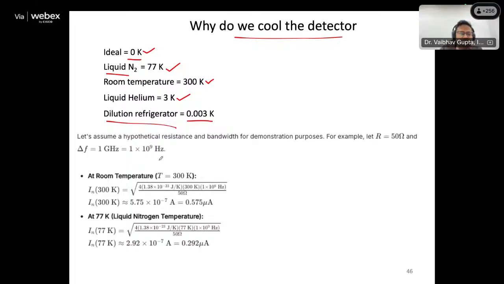So the thing is, at room temperature, how much noise is there? We can use the formula 4 kB T at a 50 ohm load, and you can find that there is roughly 0.57 microampere of current at room temperature. So that much noise is there. As soon as you cool down with liquid nitrogen and the temperature goes down, you will see a drastic change in the current, and you go from 0.5 to 0.2. So roughly you reduce the noise by half. And that is the reason we try to cool the detectors, because otherwise, it is always useful to make a detector that works at room temperature.